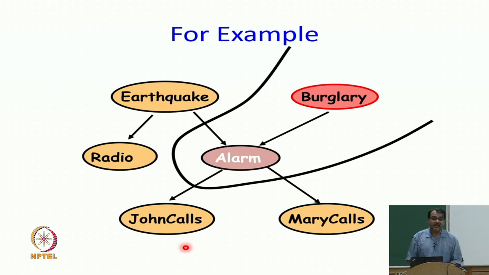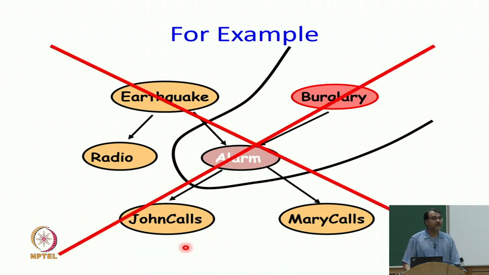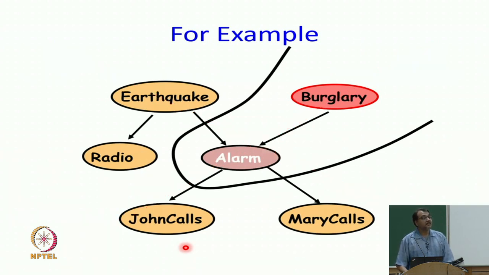Given alarm, is burglary conditionally independent of everything else? What is the Markov blanket of burglary? Alarm and earthquake. So, therefore, the answer is no. Can you tell me intuitively what is going on? Why is earthquake important? Because alarm could also have been caused by earthquake.